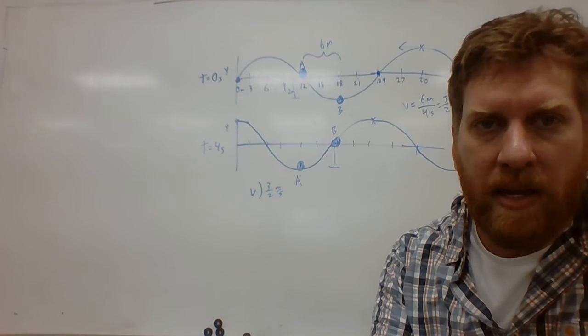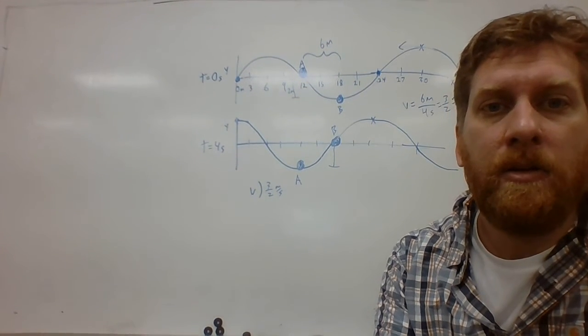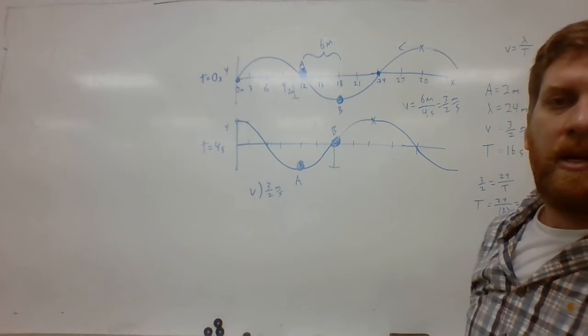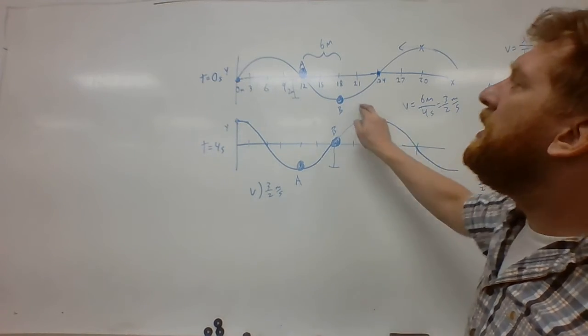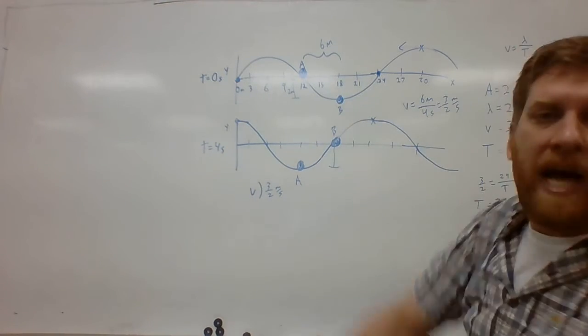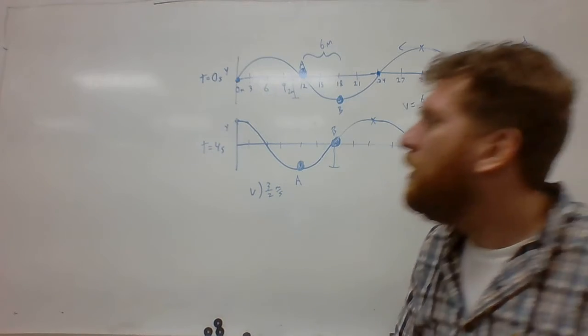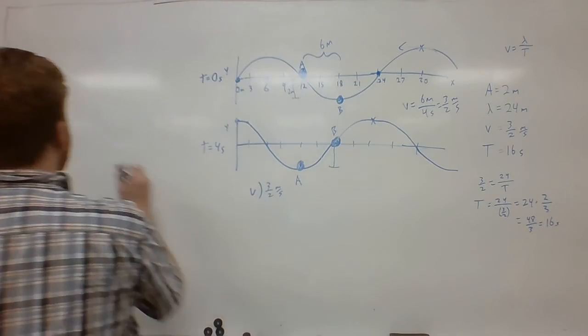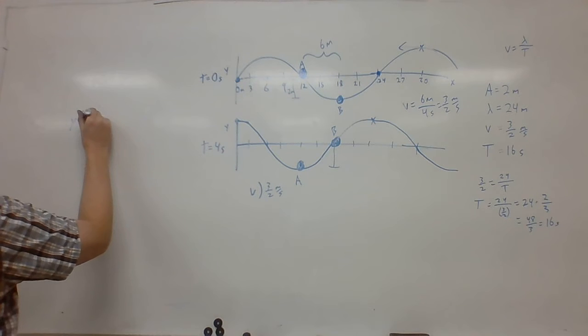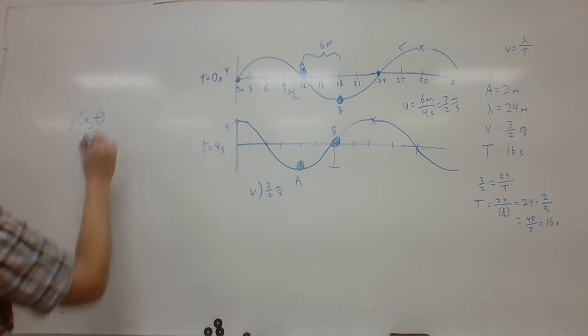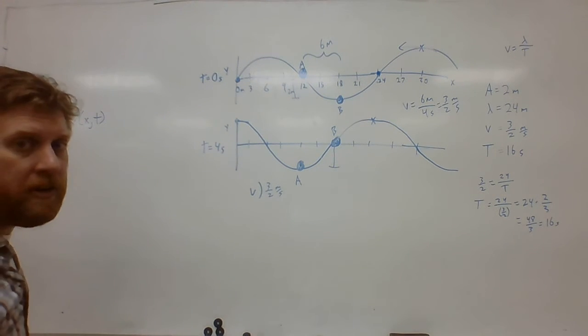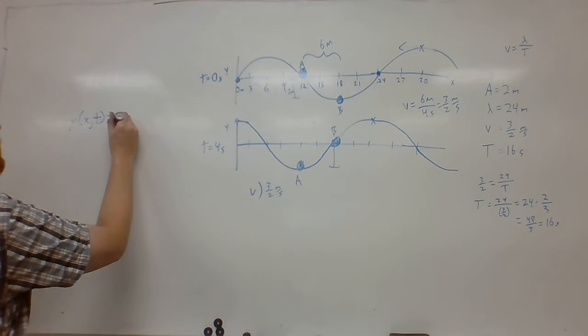Let's make sure we know what the second question is. What is the equation describing the motion of this wave? We're not worried about B or A. We're describing the entire wave. We want to know the displacement as a function of position and of time. We have a general equation for this. So let's write out the general equation.